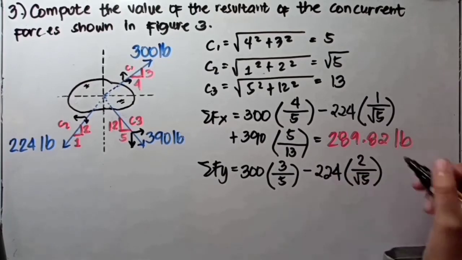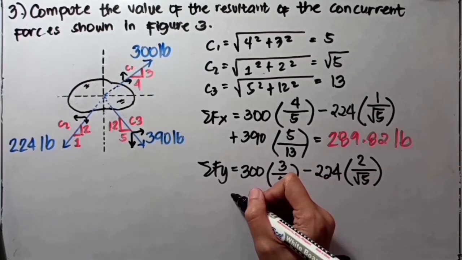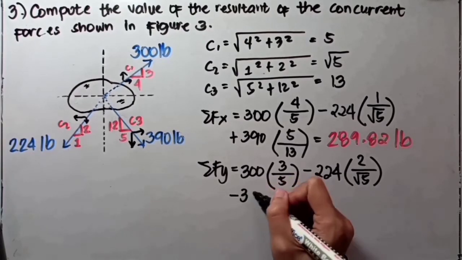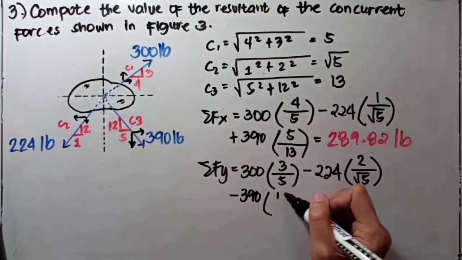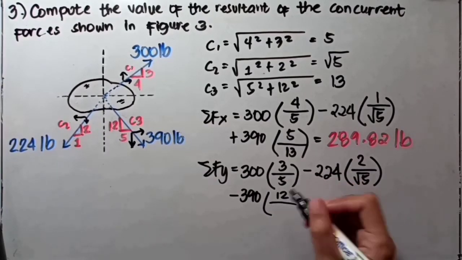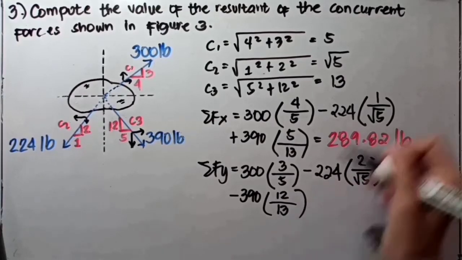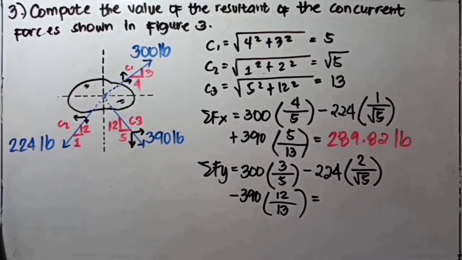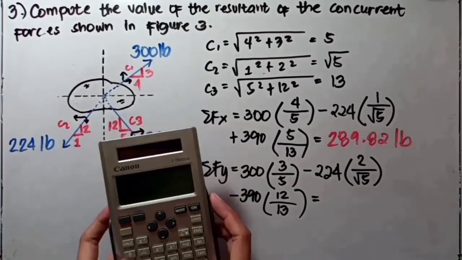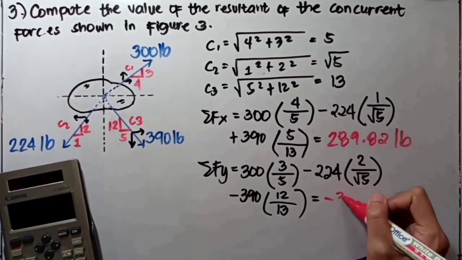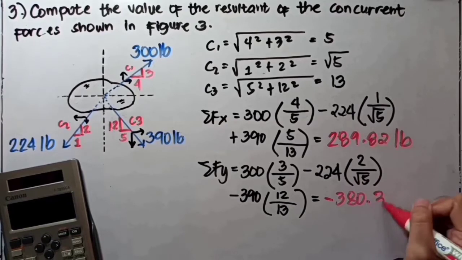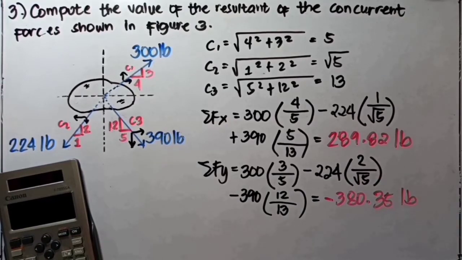And then, for 390 naman, gawin natin dito plus minus 390 kasi going down, same sa 224, going down ang y component times 12, ang kanyang y-axis slope divided by 13. So, for summation forces y, we have ang answer natin ay negative 380.35 pounds.